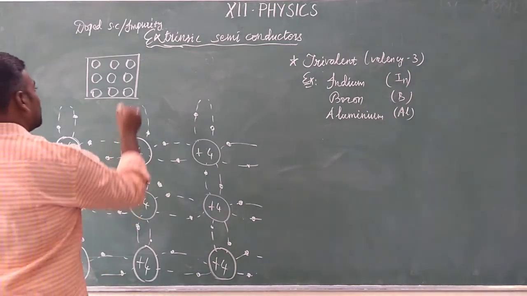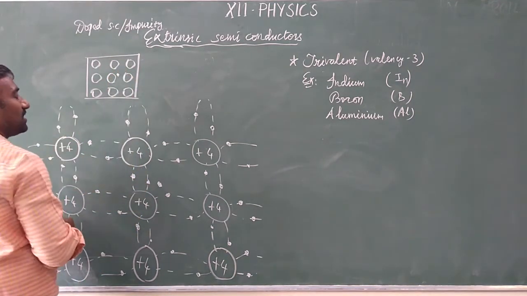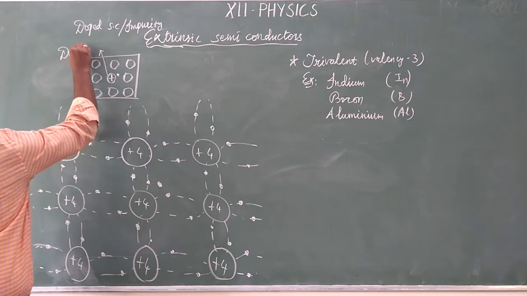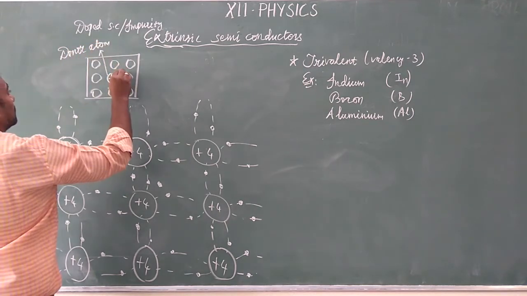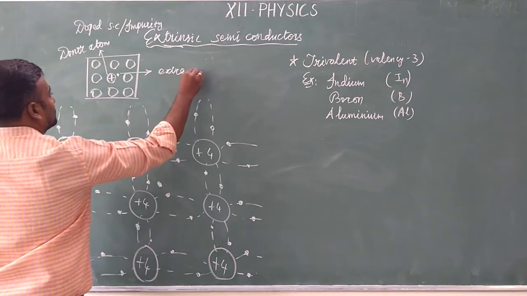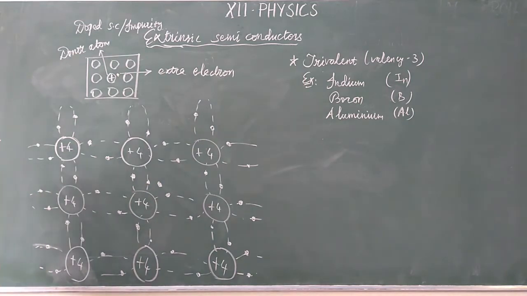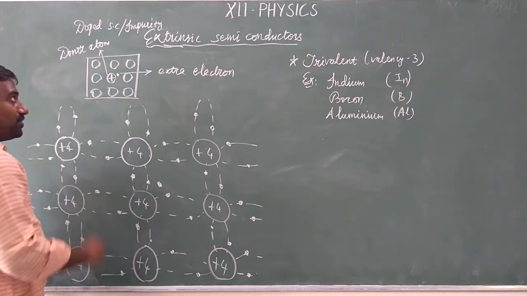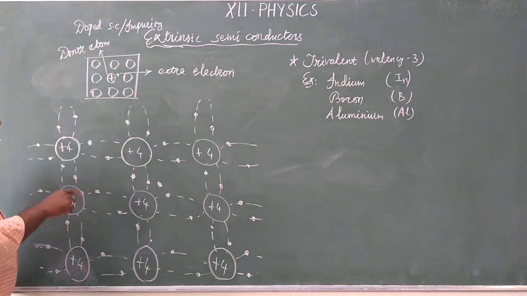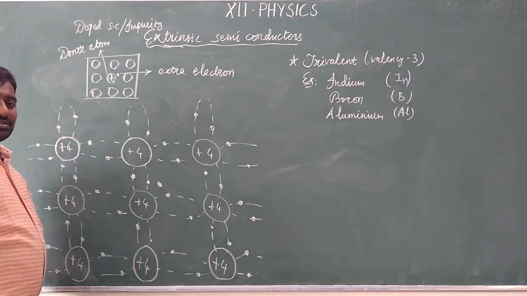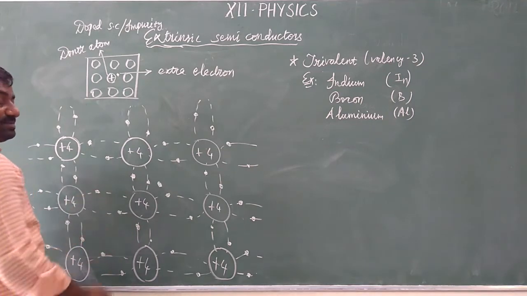So in this structure, it has 1 extra electron, and this is the donor atom. So it has one extra electron. These extra electrons are the majority charge carriers. While we are doping pentavalent impurities into pure silicon or germanium, we will get N-type semiconductors, which means the electrons are in excess. So these electrons are the majority charge carriers in the N-type semiconductors.